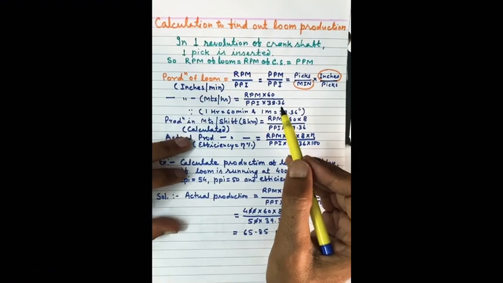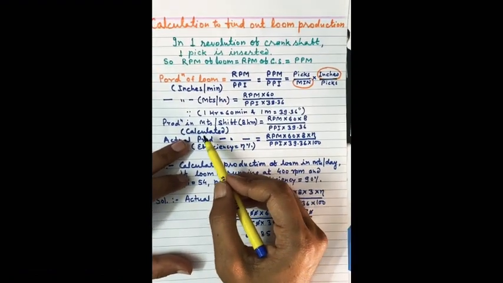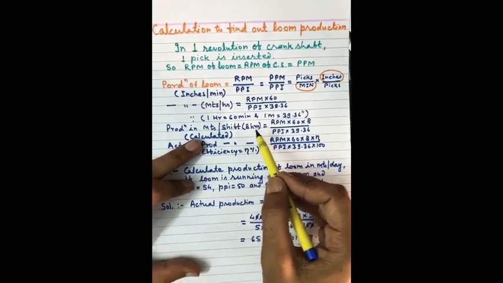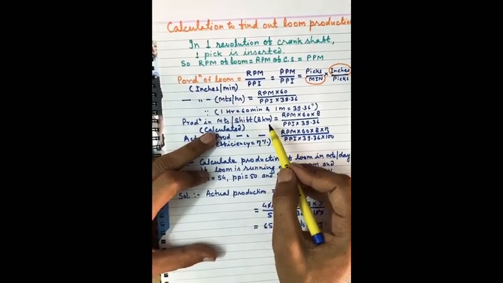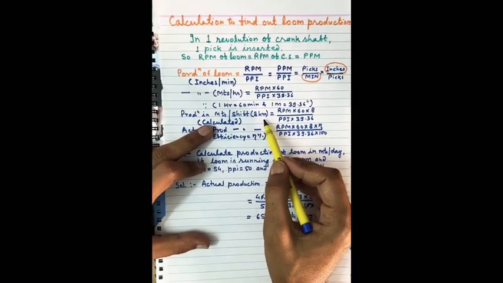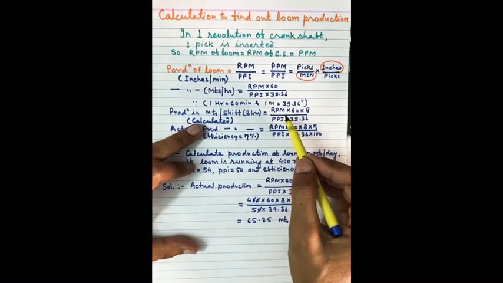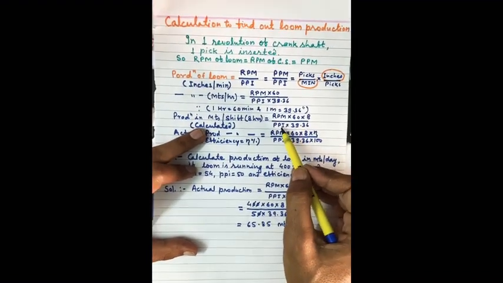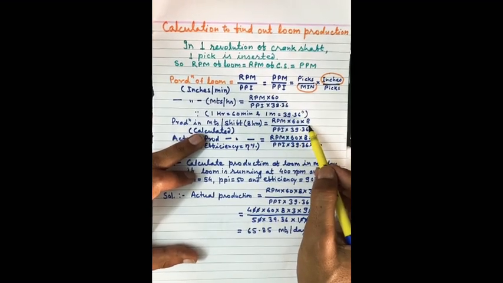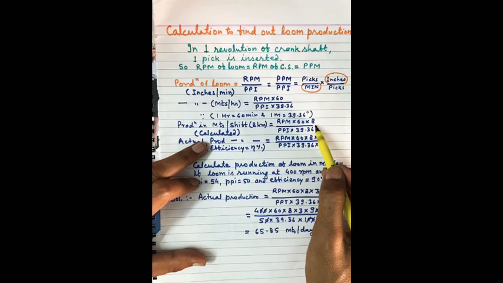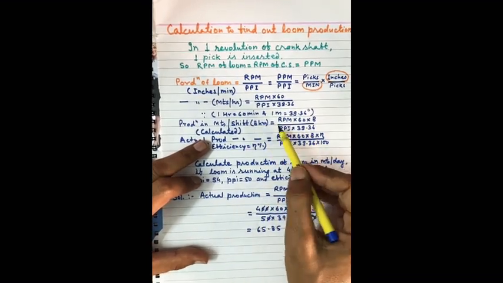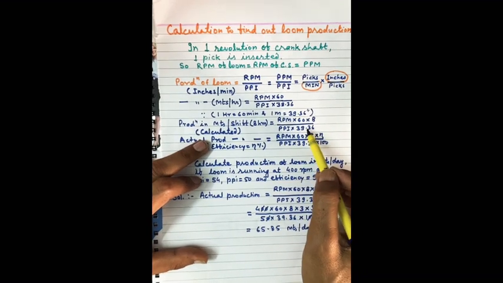But generally the production of the loom is measured in meters per shift, and the shift may be of 8 hours or maybe of 12 hours, but generally it is 8 hours. So I am assuming a shift of 8 hours. Then the same formula, rpm into 60 divided by ppi into 39.36, will just be multiplied by 8. So if you multiply it by 8, you will get the production of the loom in meters per shift, and because we are taking this at 100% efficiency, it is calculated production.